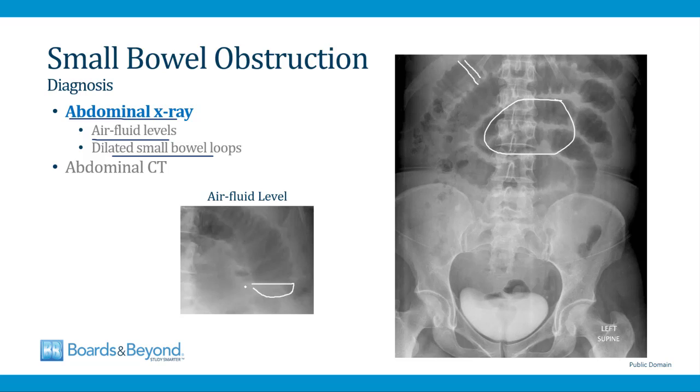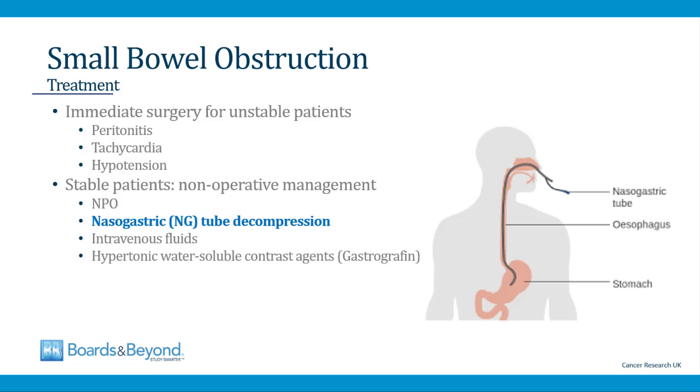That's evidence of obstruction. As an alternative to abdominal X-ray, you can also order an abdominal CT. This can identify bowel obstruction and also precisely identify the area of the small bowel where the obstruction is occurring. Let's talk about the treatment of small bowel obstruction.